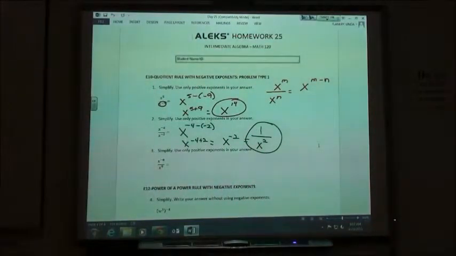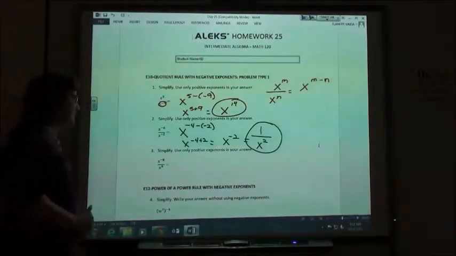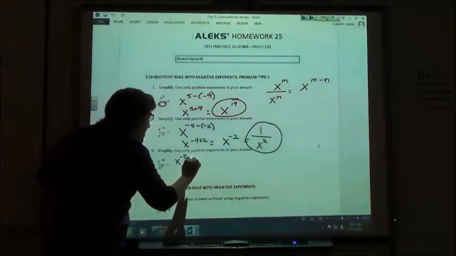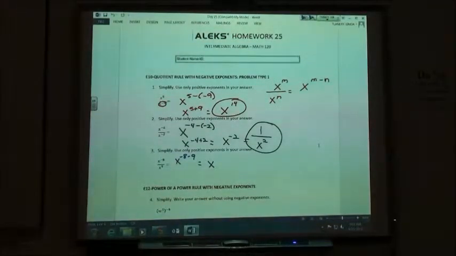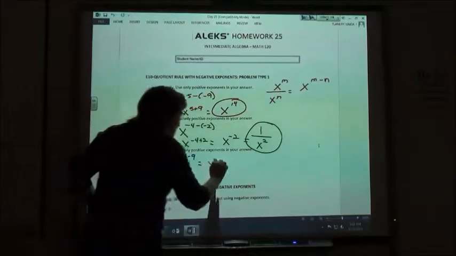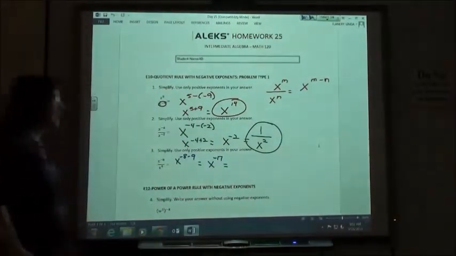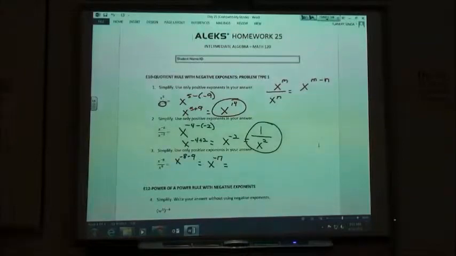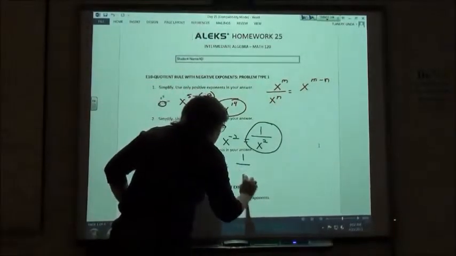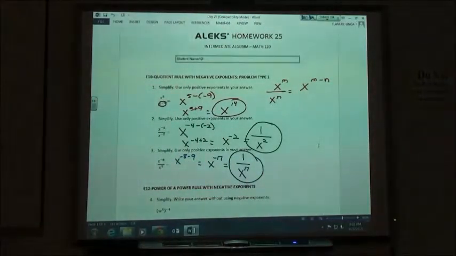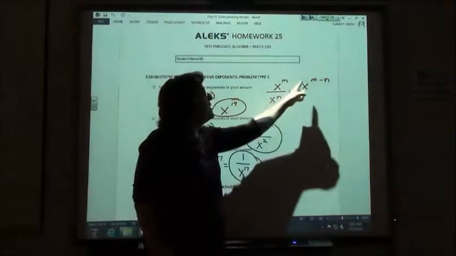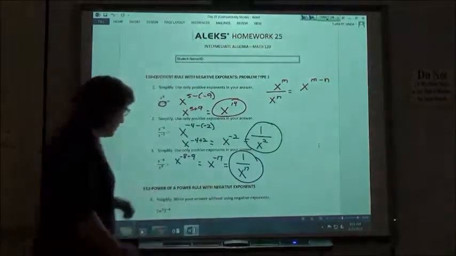So on the third one, I want to simplify x to the negative 8 divided by x to the 9th. What would I do? Negative 8 minus 9. So I'm going to have negative 8 minus 9, which would give me negative 17, right? And if I have x to the negative 17, I have to simplify that by writing it as 1 over x to the 17th power. 1 over x to the 17th. I just do the reciprocal. So when I'm dividing with the same base, I just subtract my exponents.